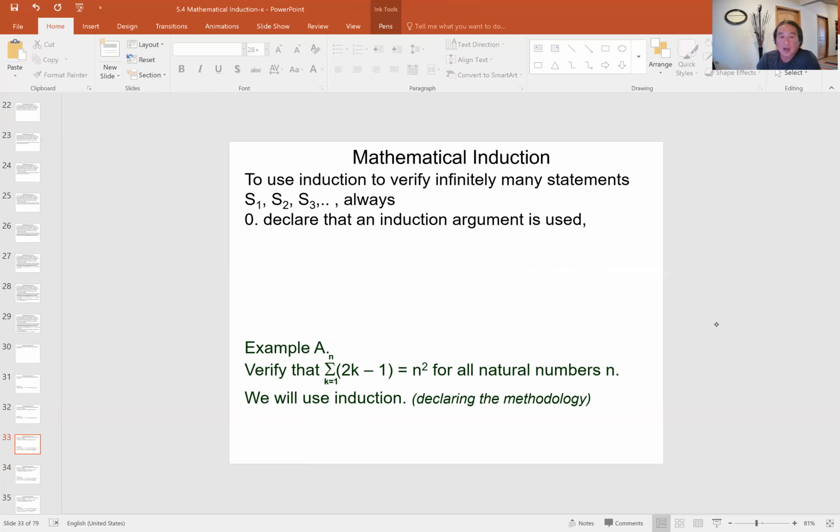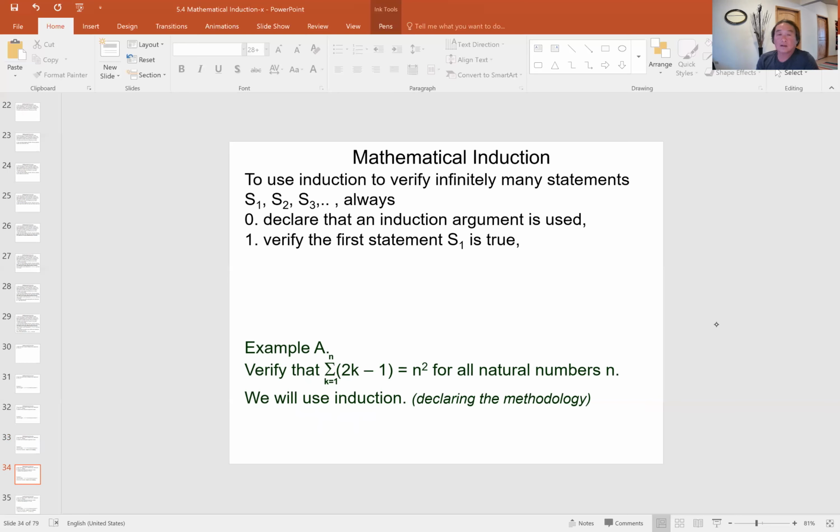Mathematical induction is a very formal argument, in the sense that if you're going to use it in mathematics, you have to declare to your readers that you're going to use mathematical induction. Hence, I'm going to check the first case. I'm going to check the case that Sn implies Sn plus 1. So we'll have to state that. We're using induction to prove this.